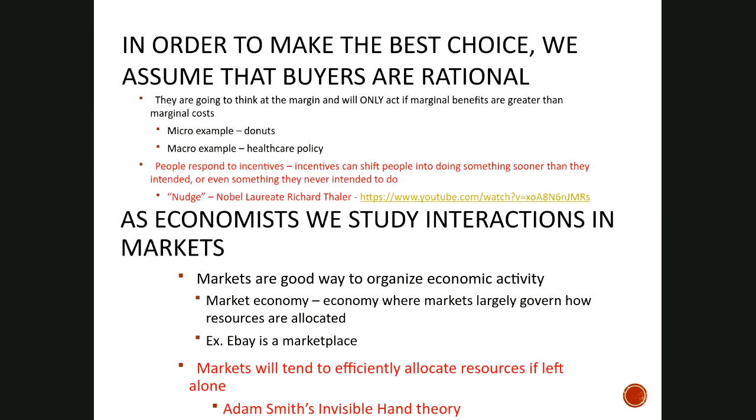As economists, we study interactions in markets. Markets are a good way to organize economic activity. Now, in general, what you need to understand is markets are not a physical thing. Markets are just an interaction between buyers and sellers as a whole for a certain product or a certain industry. And a market economy is where markets largely govern how resources are allocated. So this interaction between buyers and sellers is the prime determinant of what gets made and what doesn't get made.